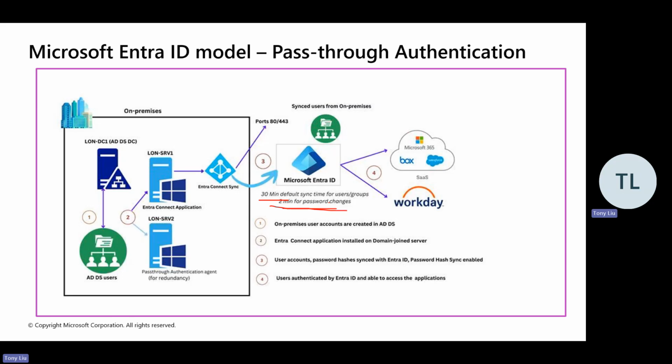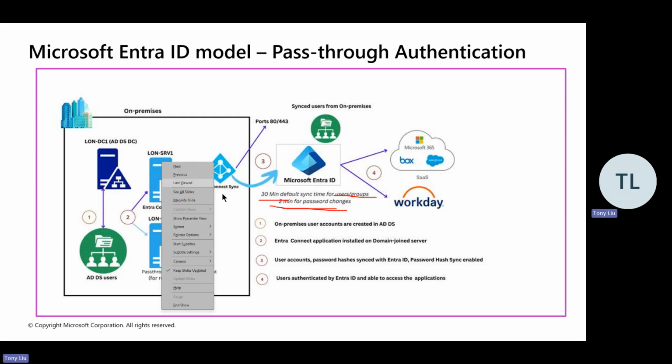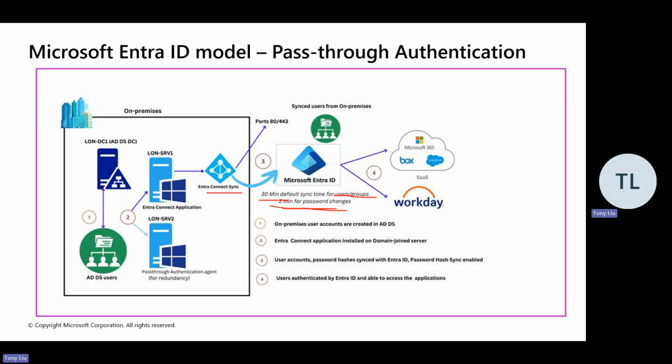But for anything else, for example, if you create a new user and group, then it takes 30 minutes by default. There's a delay. It won't be instant, right? Because data needs to replicate from on-premises to cloud. So password change will take 2 minutes, and user and group changes take 30 minutes. The Entra Connect Sync will get the changes and send them to Entra ID.